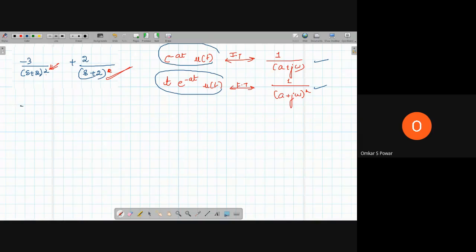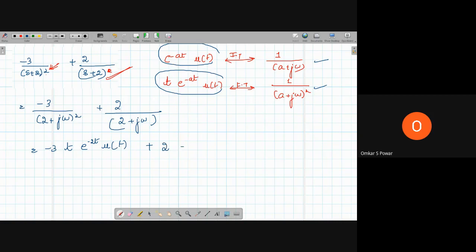So how can we express this one? Minus 3 divided by 2 plus j omega the whole square plus 2 divided by 2 plus j omega. So how can I write this one? Minus 3 t e power minus 2t u of t plus 2 into e power minus 2t u of t. So this small catch you have to see.